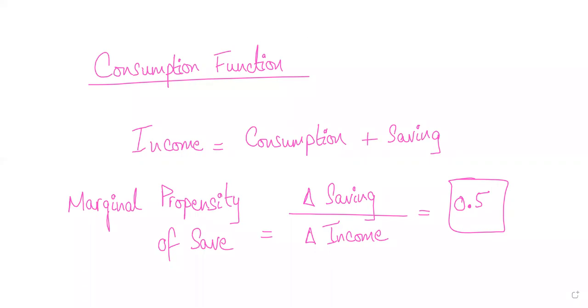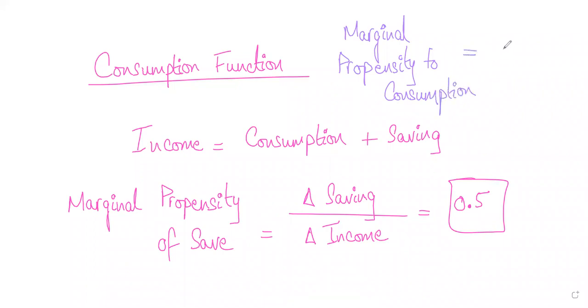Okay. Now, similarly, another thing that you need to calculate is your marginal propensity to consume. So that is completely opposite of saving. Marginal propensity to consume would be change in consumption divided by change in income. So when your incomes are increasing, how much of that additional income you will consume, that is your marginal propensity to consume. So change in consumption in the numerator divided by change in income. Are you getting me? Is everything clear on this? Change in income.